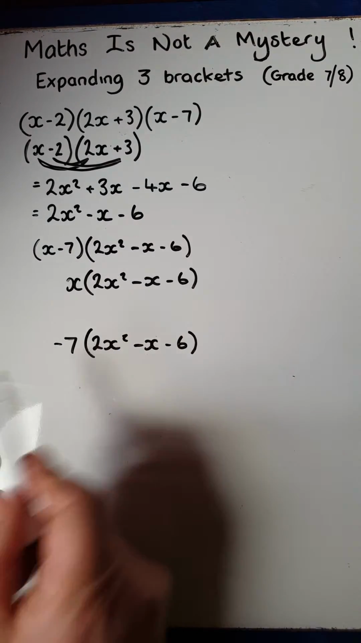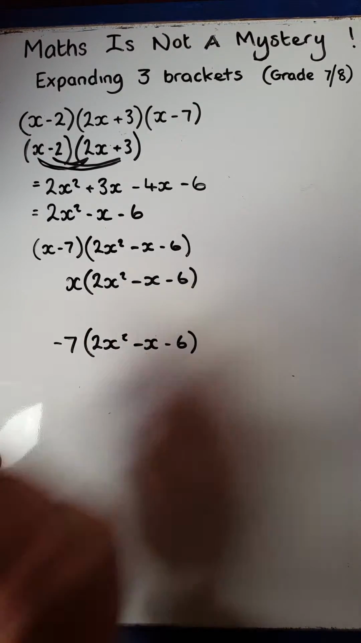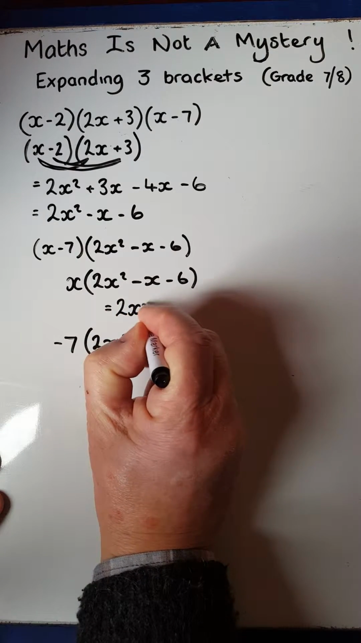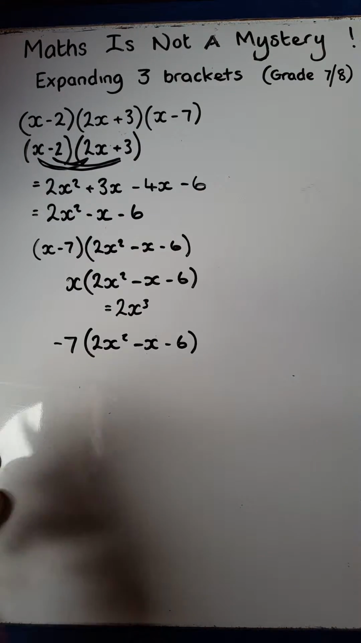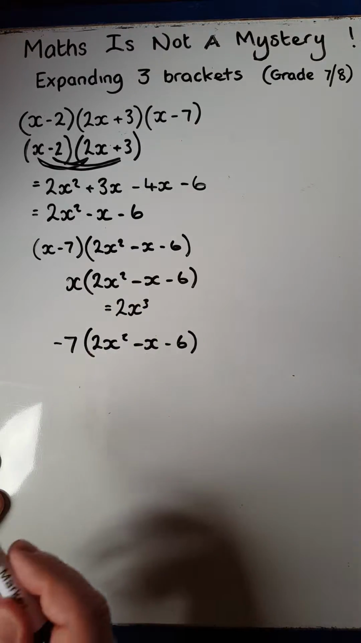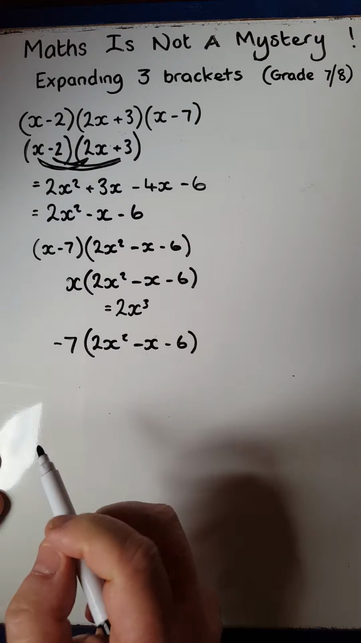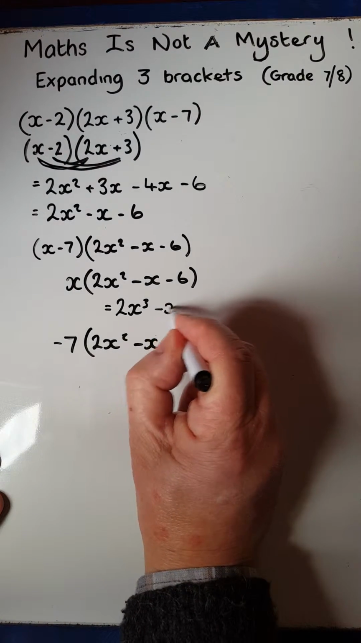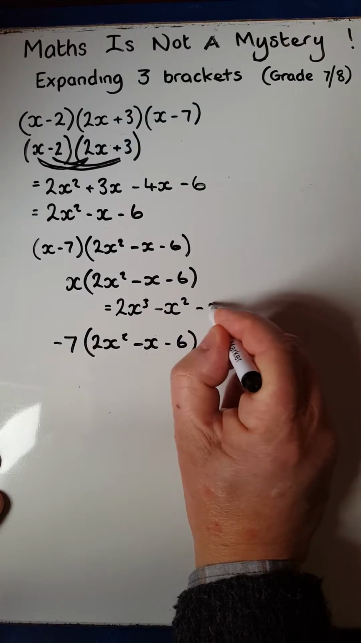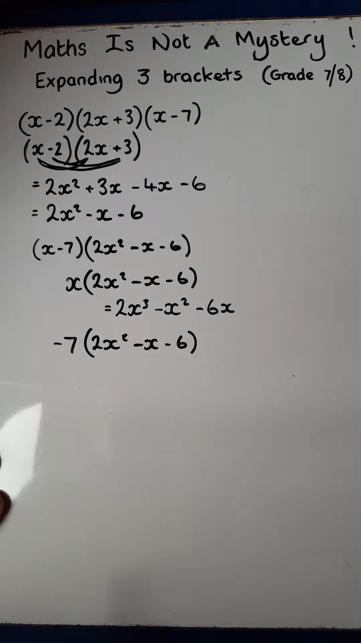I'm going to do 2 single bracket expansions here. So on this one, x multiplied by 2x squared is going to be 2x cubed. Hope you're happy with that. The 2 has nothing else to multiply it by. The x squared is multiplied by x, so there's cubed now. x times minus x is minus x squared, and x times minus 6 is minus 6x. Alright, that's the expansion of the first part of that question.